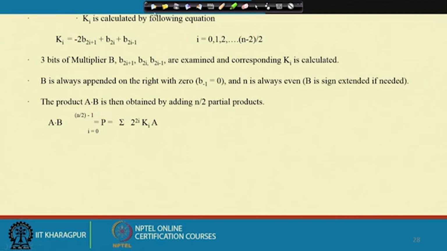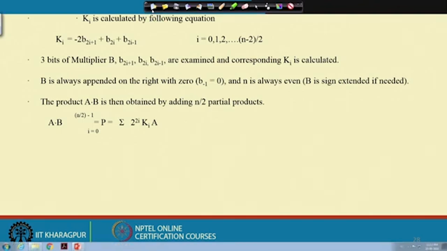So, that means what? This Booth's multiplication is basically used for signed multiplication, signed and unsigned both. If it is an unsigned number, you will get the correct result. If it is a signed number, at that time also you will get the correct result.